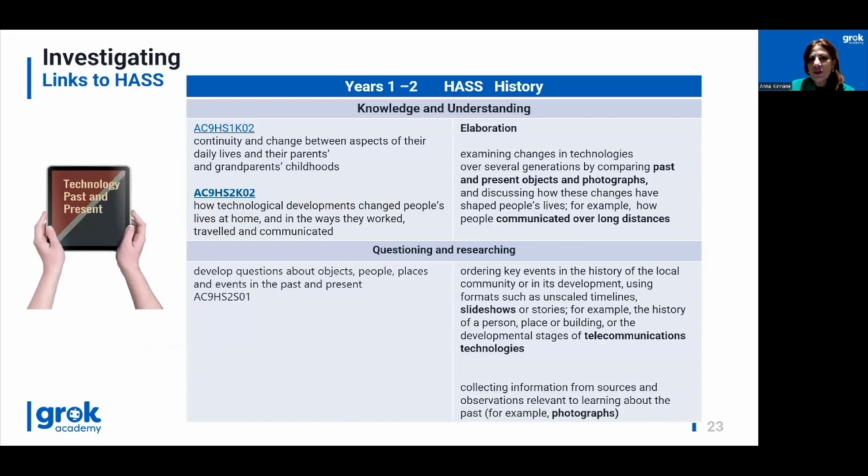So, if we were looking at years 1 to 2, both year 1 and year 2 have explicit content descriptions that ask the students or invite the students to consider things that have changed over time. Now, the elaborations provide a lot more detail, and as you can see, an example here is where students will examine changes in technology over several generations. They get to compare past and present objects, photographs, and of course, the skills within the history curriculum of questioning and researching.